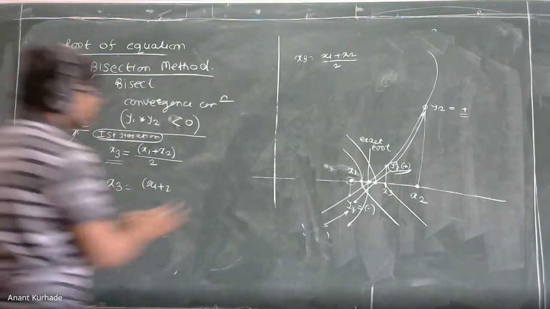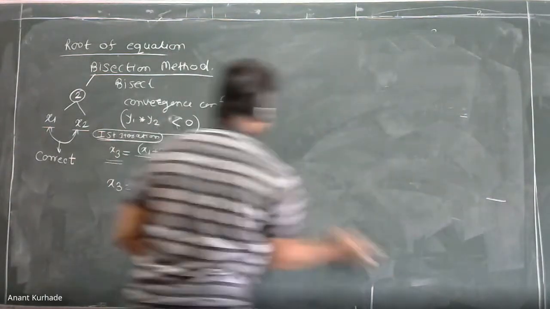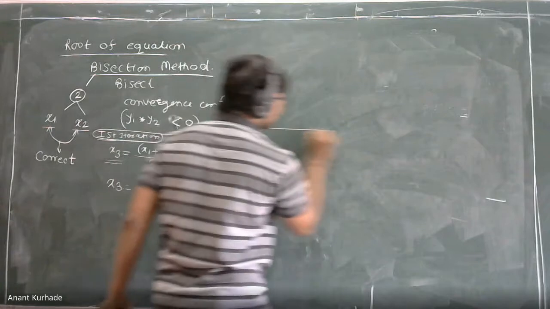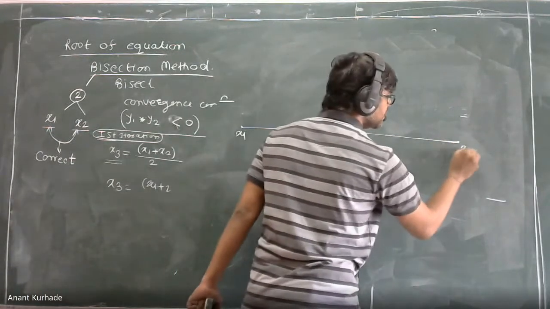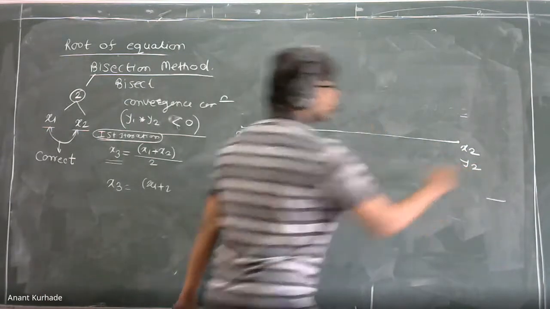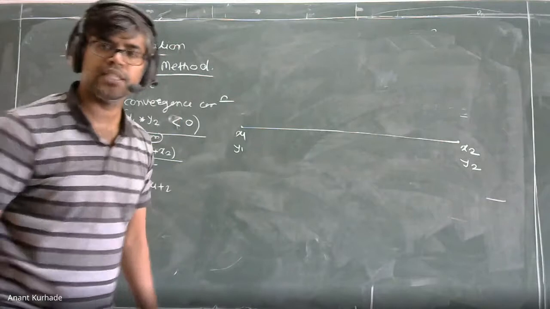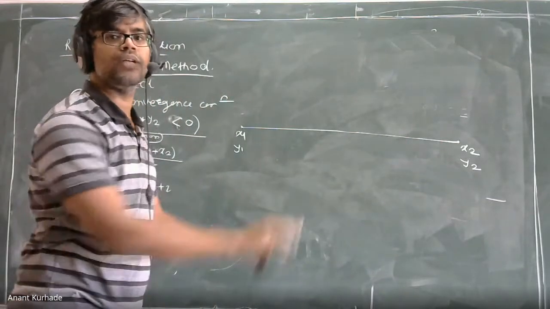Now, without drawing this graph, I will also explain by drawing one single line. It is simple, and it is not required to count. Say this is x1 and this is x2. Find out y1 and y2. Check its multiplication. If it is minus, then we can say the root lies between these.